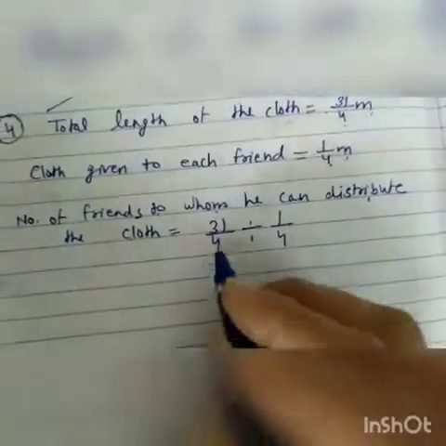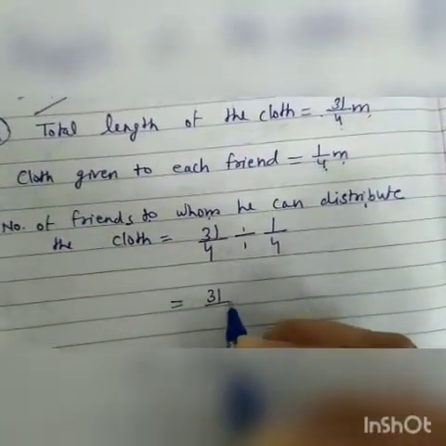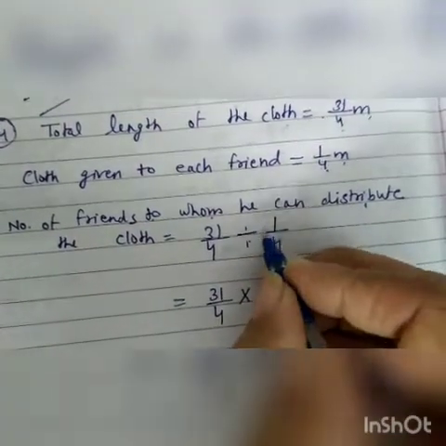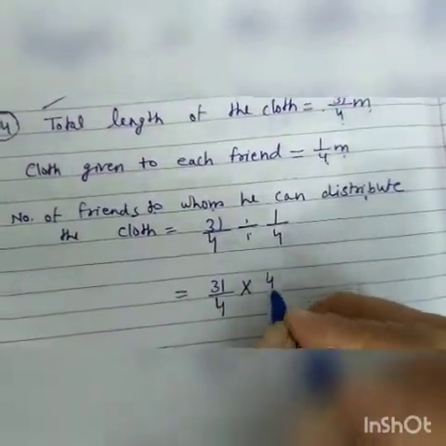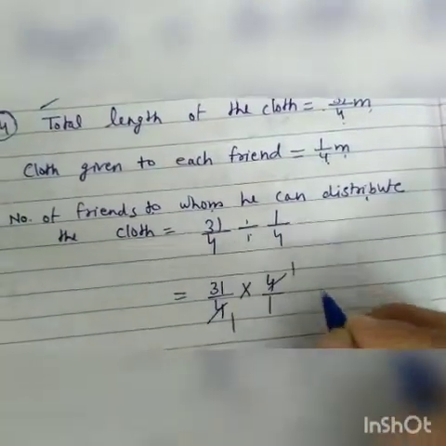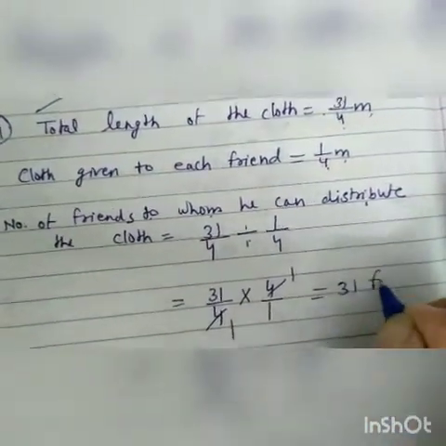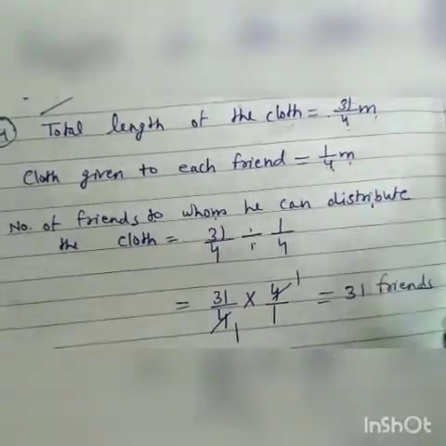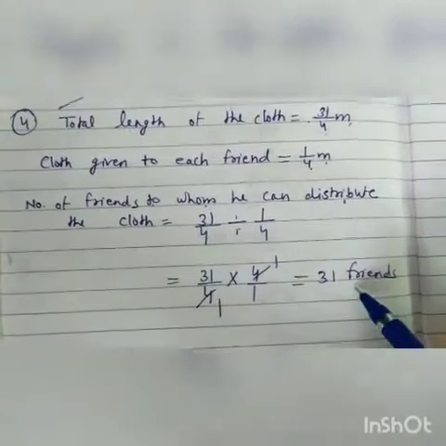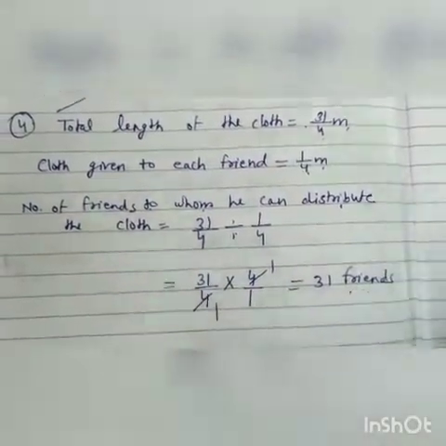So now this 31 upon 4, change this division into multiplication and write the reciprocal of the second rational number. It is 4 upon 1, 4 ones are 4. It is 31 friends. So he can distribute this total cloth to his 31 friends.